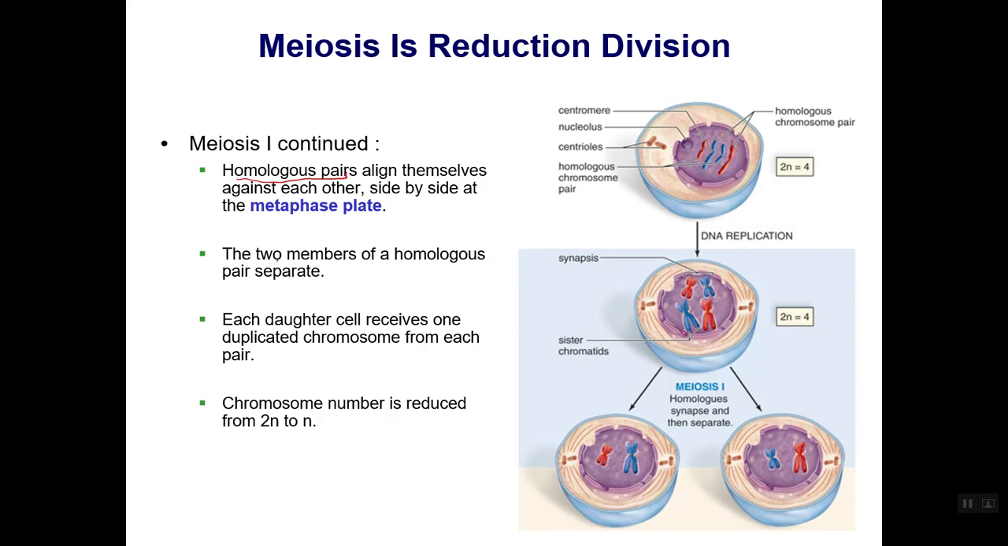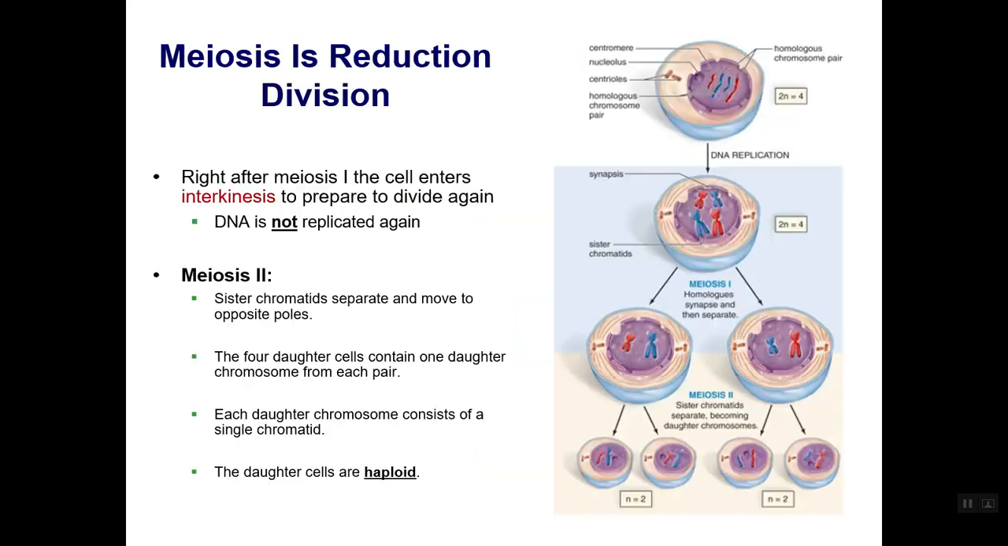So our two members of our homologous pair separate in such a way that each of these cells that are created now have a chromosome number of N, which is haploid, whereas the original was diploid, 2N. So now we have N equals 2. Okay, now, after meiosis 1 is complete, there is a short little phase in between meiosis 1 and meiosis 2 called interkinesis. During this phase, the cell's just getting prepared to divide again. There is no more DNA replication. DNA is not replicated again.